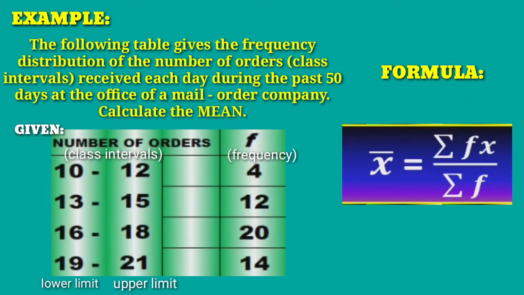F is the frequency. Right, for the first class interval, that is 10 to 12, the frequency is 4. For the second class interval, that is 13 to 15, the frequency is 12. For the third class interval, that is 16 to 18, the frequency is 20. For the fourth class interval, that is from 19 to 21, the frequency is 14. So take note, F is the frequency.